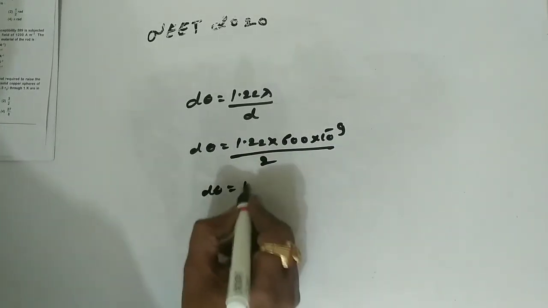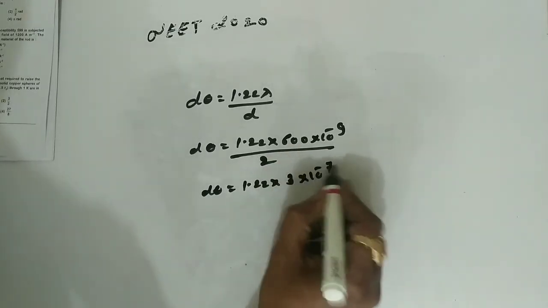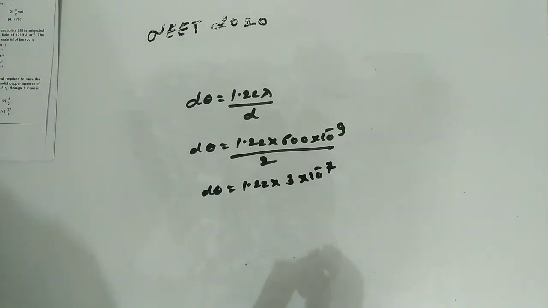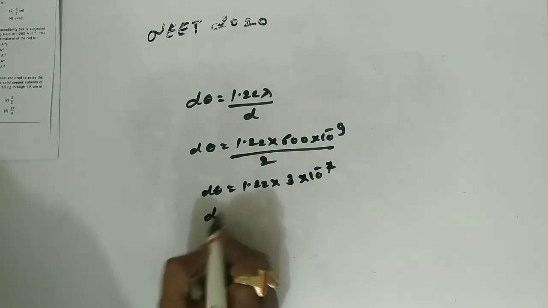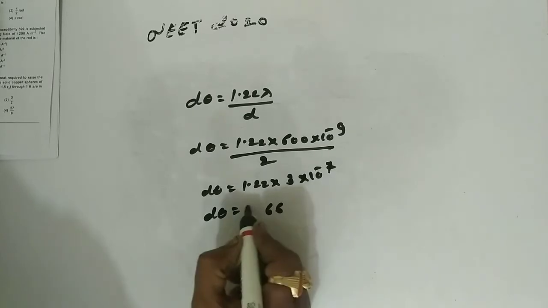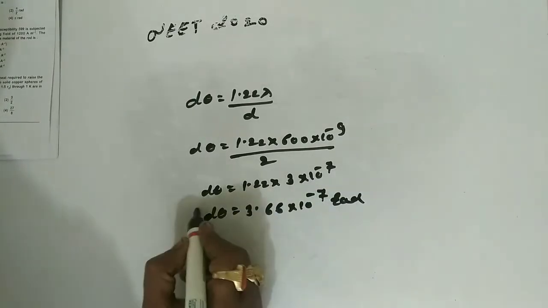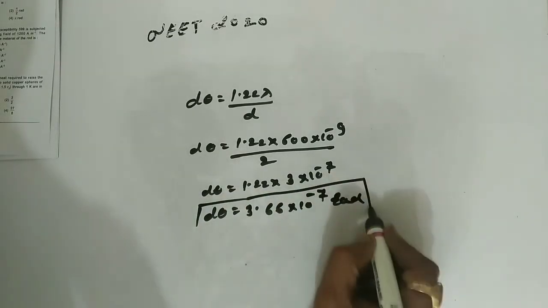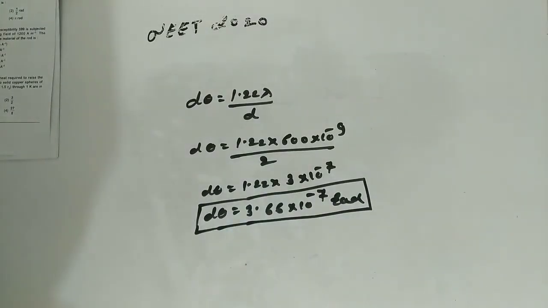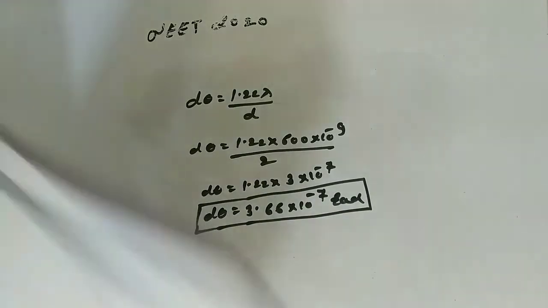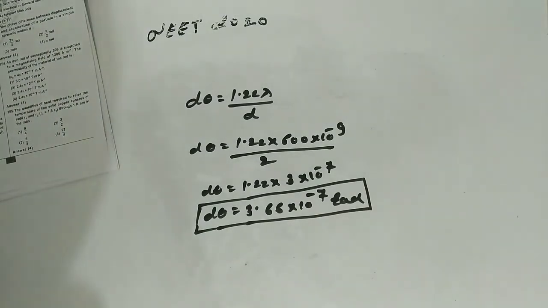So shall I write 1.22, 2 ones are 2, 3s are 3. These two went here, 10 to the power of minus 7. Then multiply this: d theta is 3.66 into 10 to the power of minus 7 radian. The smallest angular separation between two distant objects which are just resolved is called the limit of resolution, that is d theta. Now your answer is the fourth option, 3.66 into 10 to the power of minus 7 radian. Right?